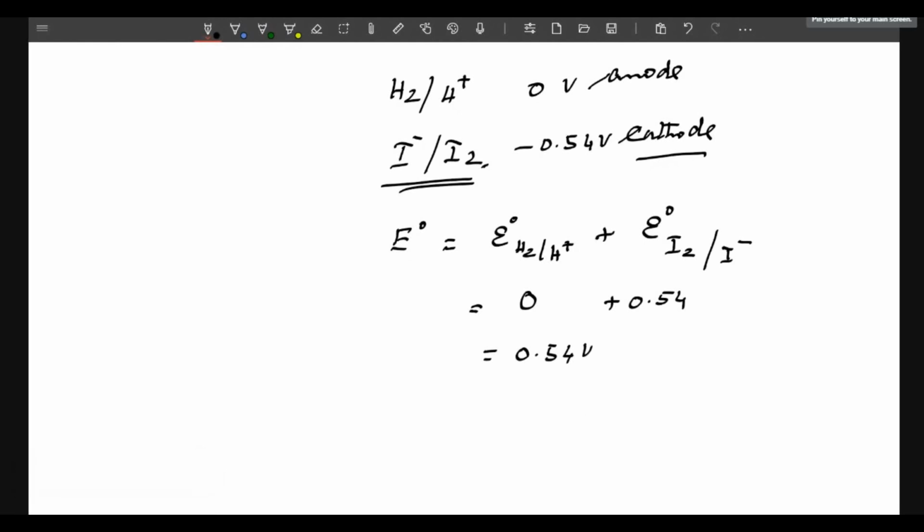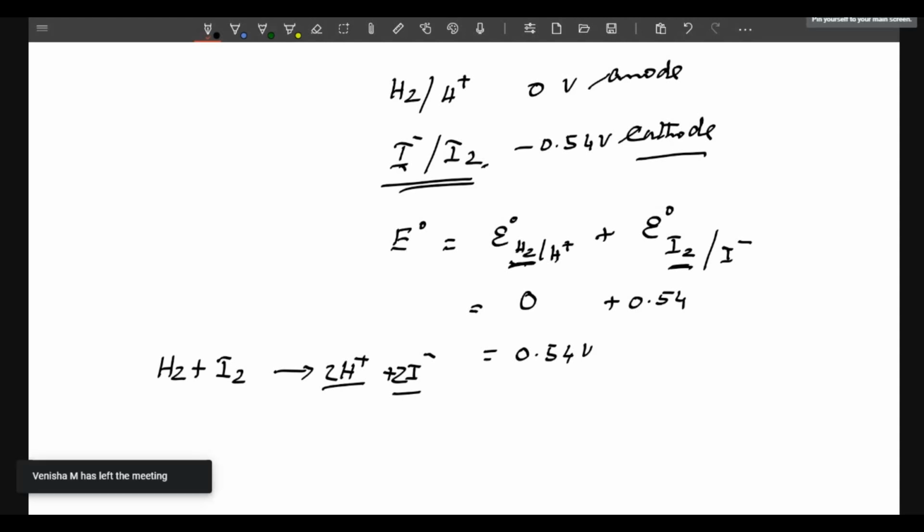What is the net reaction for this? This is the reactant, and these two are the product. Immediately you can write H2 plus I2 giving H plus and I minus. Balance these, 2H plus and 2I minus. This is the net reaction. How many electrons are involved? 2 electrons would definitely be there, because with 2H plus and 2I minus, 2 electrons are involved in the reaction.